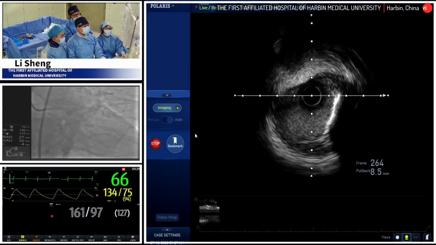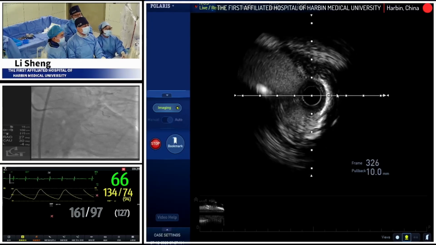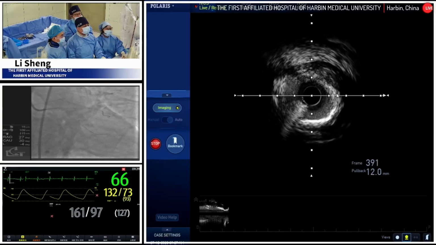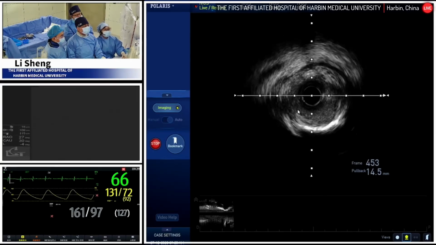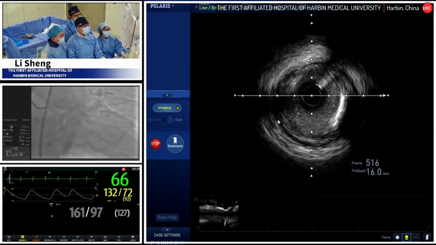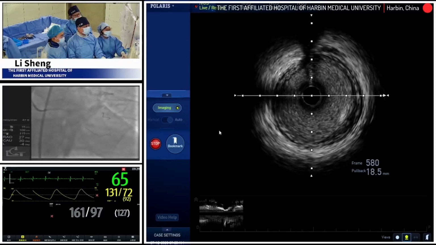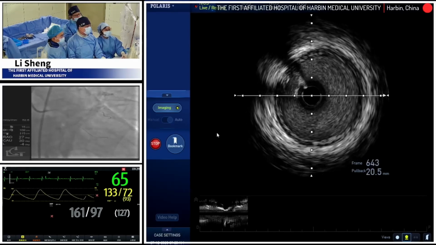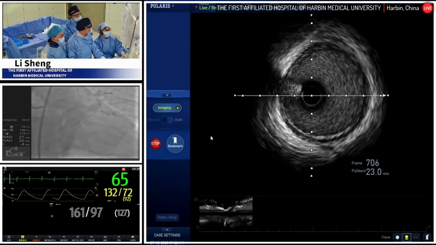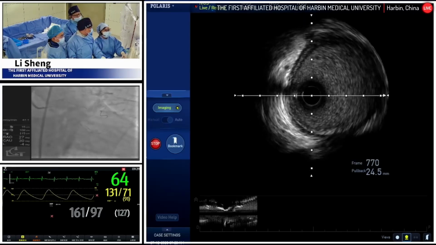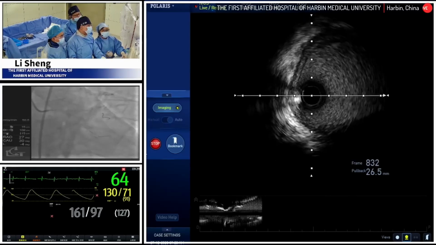I think the calcification is the enemy. That's the reason why we cannot deliver the cutting balloon. Other size NC balloon.